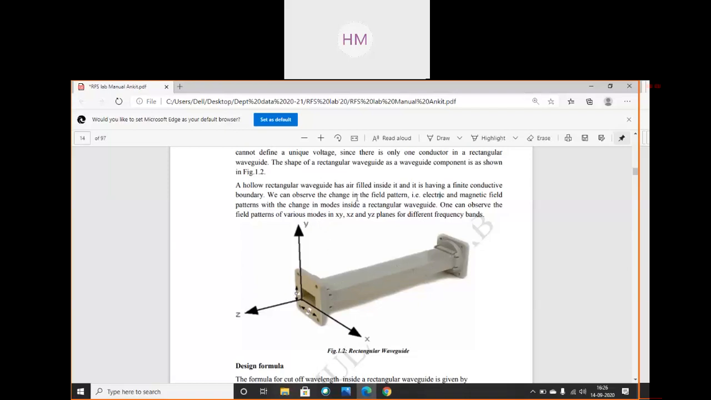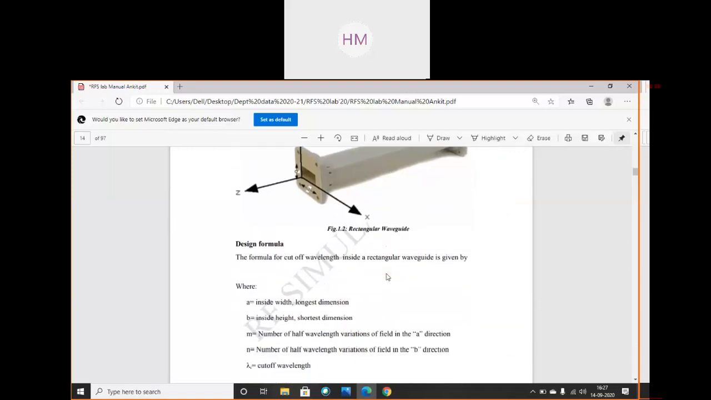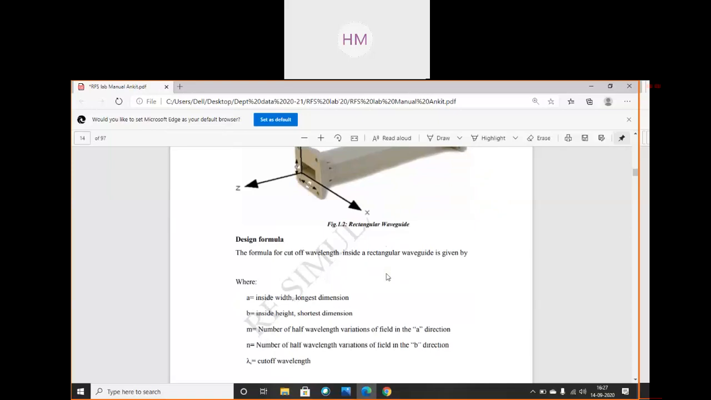So we can observe the change in the field pattern, that is electric and magnetic field patterns, with the changes in modes inside a rectangular waveguide. One can observe the field patterns of various modes in the X, Y, YZ, and XZ planes for different frequency bands. So this is my rectangular waveguide. Design formula. Write down in your lab copy the design formula.